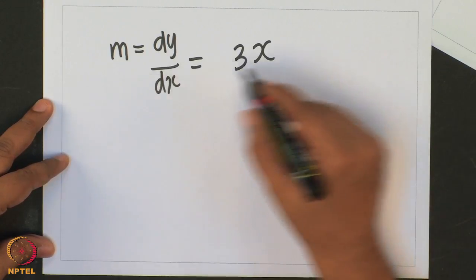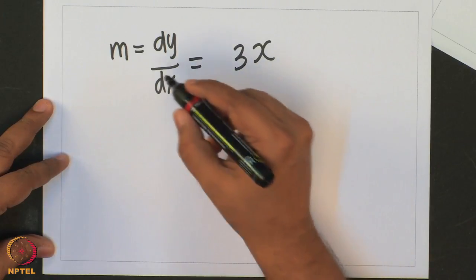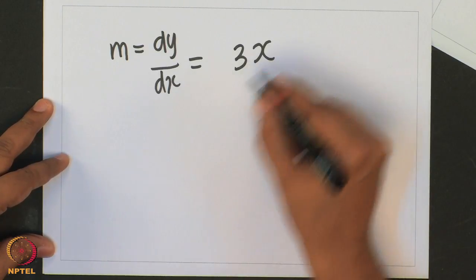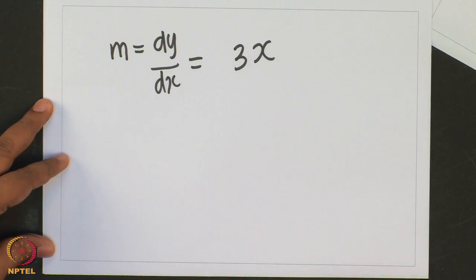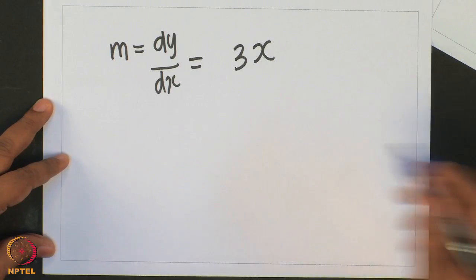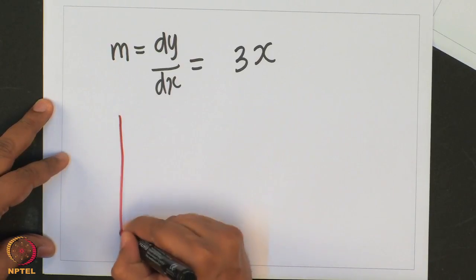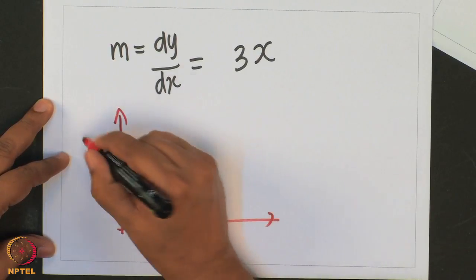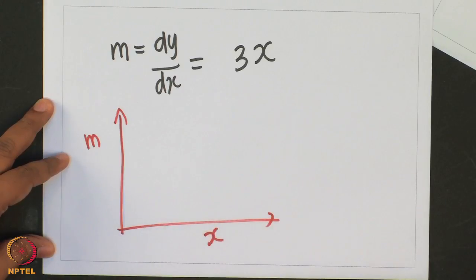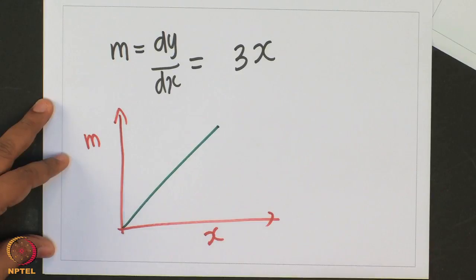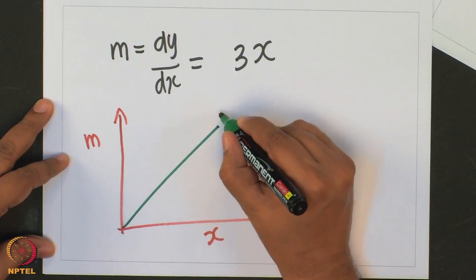So now here the slope is a function of x, 3x. Now I can plot here m versus x. If I plot m versus x, what will I get? I will get a curve which will be the curve of 3x. So this is my m is equal to 3x curve.